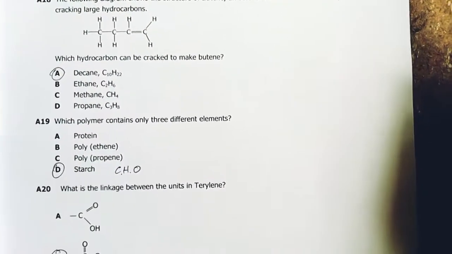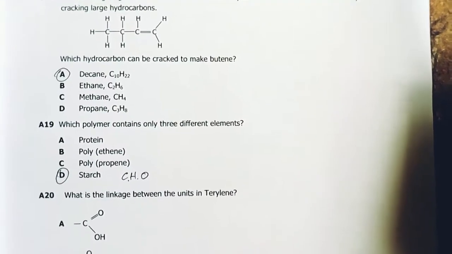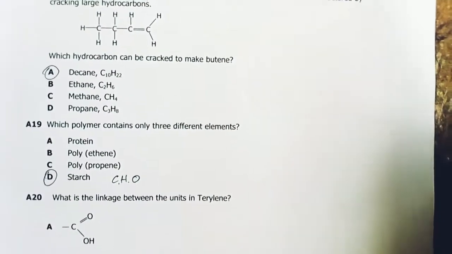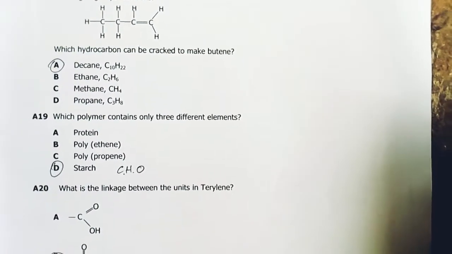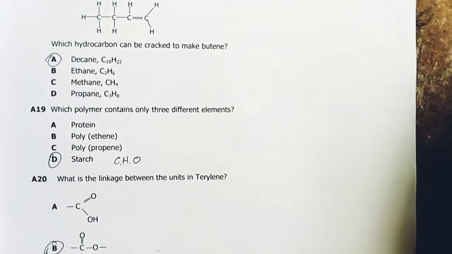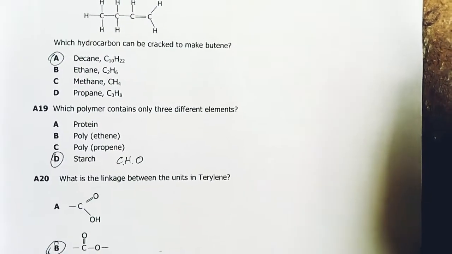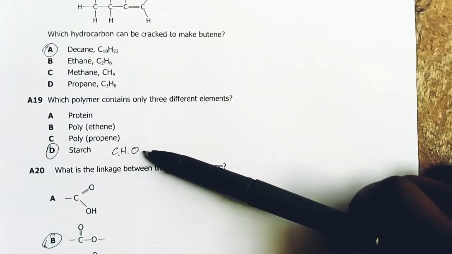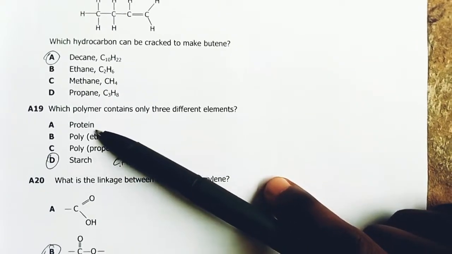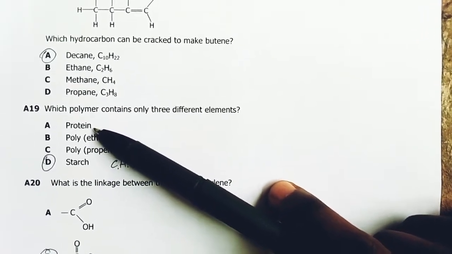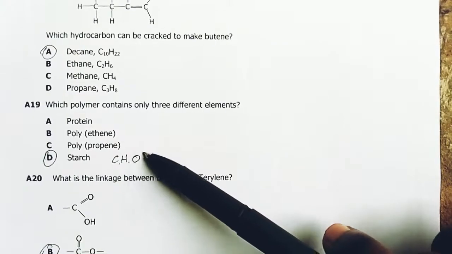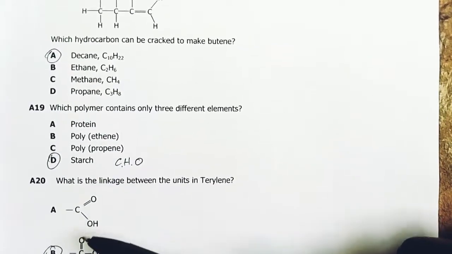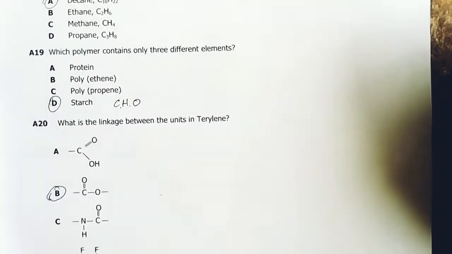19. Which polymer contains only 3 different elements? Starch. Starch is a carbohydrate. Carbo for carbon, hydrate meaning hydrated carbon, carbohydrate. So there are 3 elements there: carbon, hydrogen, and oxygen. Protein, there may be nitrogen, phosphorus, sulfur, then you add the C, H, O. These are just hydrocarbons, just C and H for both. So our answer is D.